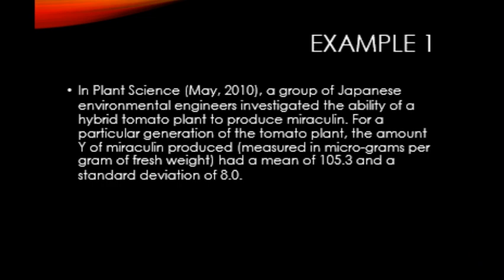Here's the first example. A group of Japanese environmental engineers investigated the ability of a hybrid tomato plant to produce miraculin. For a particular generation of the tomato plant, the amount Y of miraculin produced had a mean of 105.3 and a standard deviation of 8.0. So here we are assuming a normal distribution, and we have the mean and the standard deviation for our variable Y given to us.